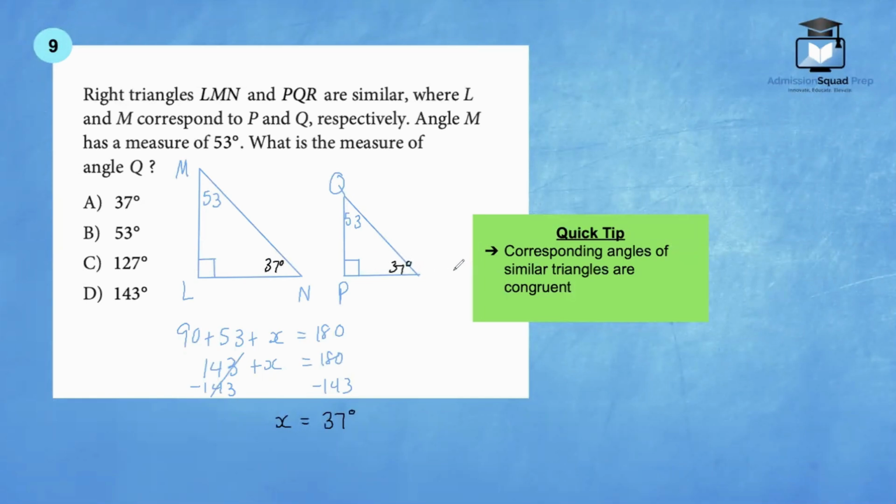Let's take a look at what the question is actually asking for. So we have, what is the measure of angle Q? So since angle M corresponds to angle Q, it will also be 53 degrees. So we actually didn't need to find the third angle at all, which is fine. So we know that since M is 53, Q is also going to be 53 degrees. So B is the correct answer.